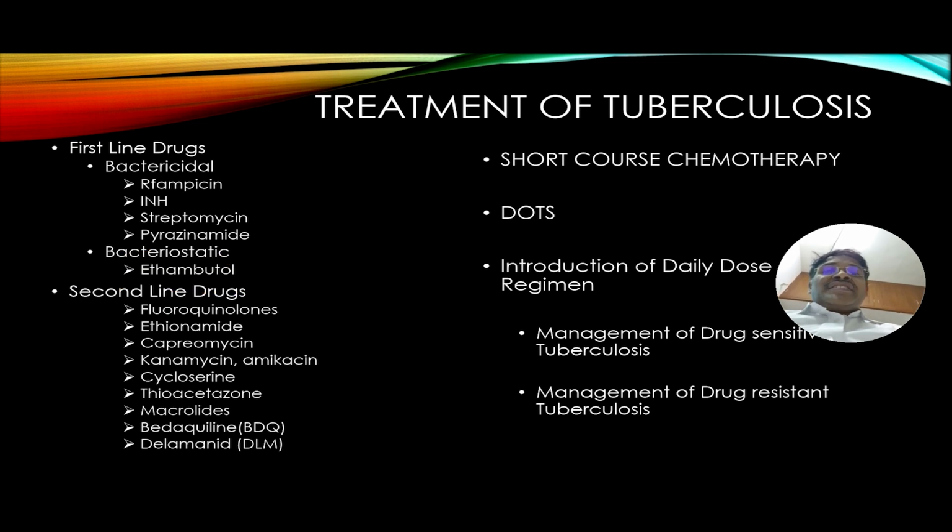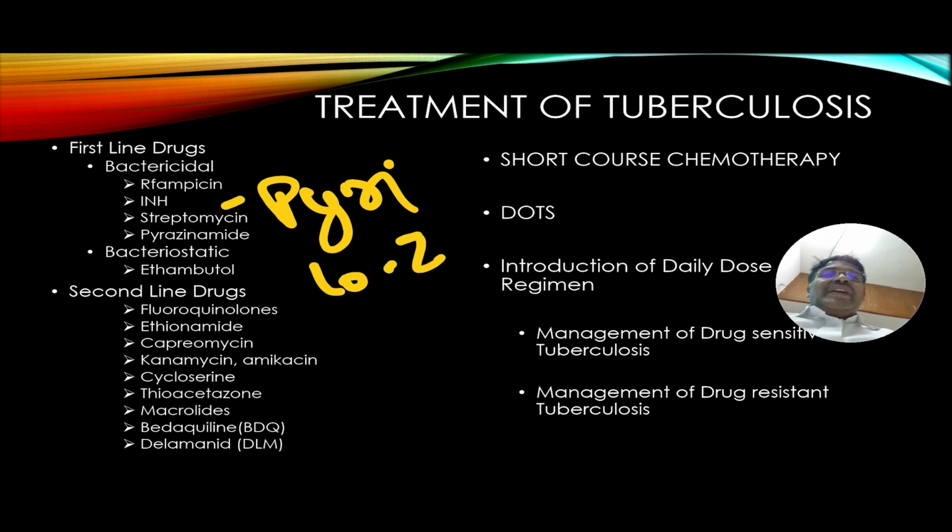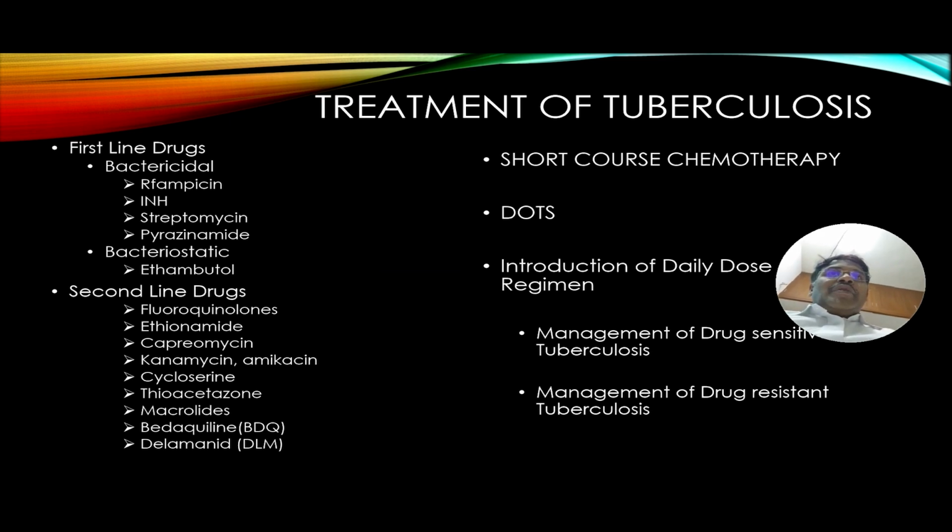And the next one is INH, isoniazid. It acts on rapidly multiplying bacteria. It kills, but it doesn't have a bacteriostatic property. The side effects are gastrointestinal irritation, peripheral neuropathy, blood dyscrasia, hyperglycemia, and liver damage. Because of peripheral neuropathy, along with INH we give pyridoxine 10 to 20 milligram daily. Remember this. Next is streptomycin.